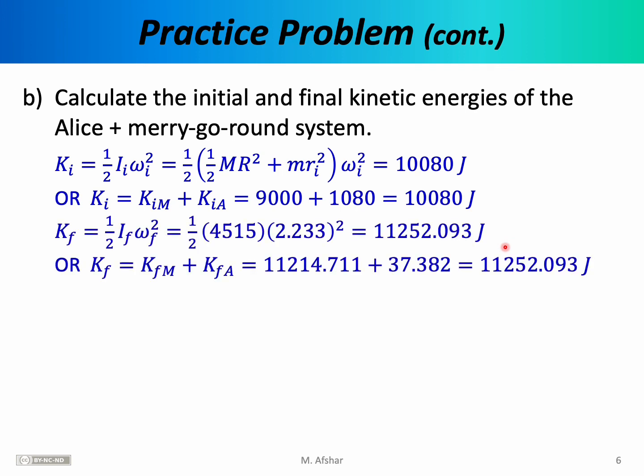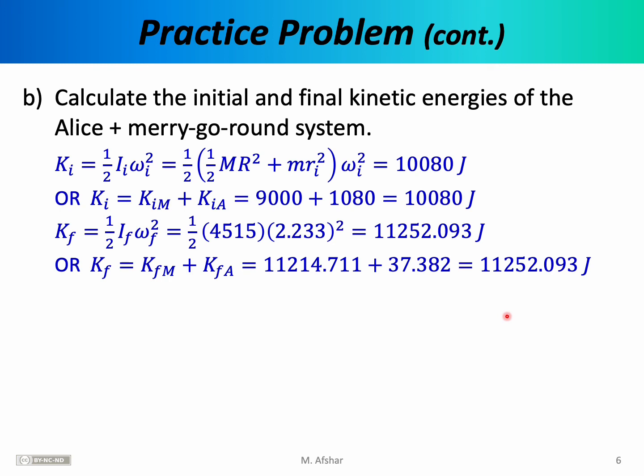So this is the initial kinetic energy. What about the final kinetic energy? Well, once again, we use 1/2 I omega squared. The I, again, has to be the inertia of the system, so merry-go-round plus Alice. We found that out in part A to be 4515. We're going to multiply by the final speed, which we also found in part A of this problem. And when we put it all together, we find that the final kinetic energy of the system is 11,252 joules approximately. Again, you can separate that into the energy of the merry-go-round and energy of Alice, and then add those together with the same final result.